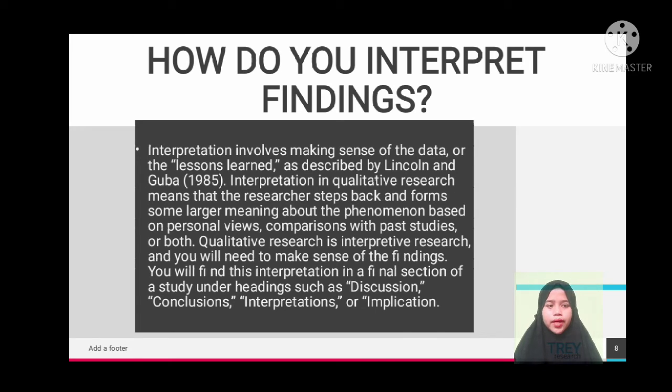Interpretation involves making sense of the data, or the lessons learned, as described by Lincoln and Guba. Interpretation in qualitative research means that the researcher steps back and forms some larger meaning about the phenomenon based on personal views, comparison with past studies, or both.